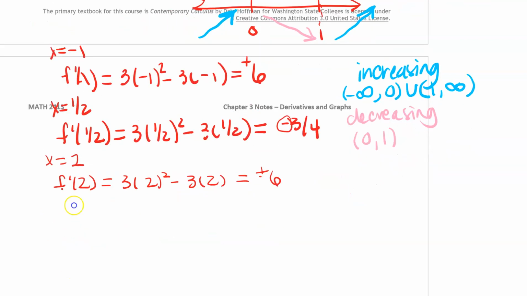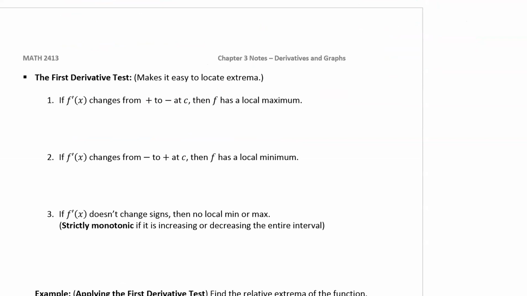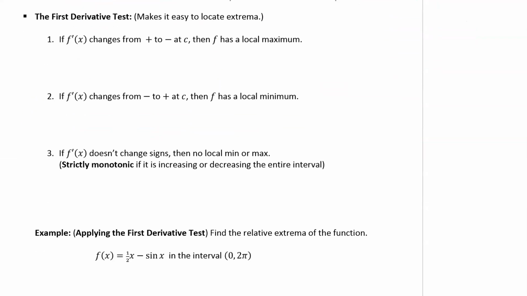Now that we know that things are increasing or decreasing, we can take it a step further, and we pick up this idea of the first derivative test. And this makes it easy to locate our extrema. It says if f prime of x changes from positive to negative at c, then f has a local maximum. And let's think about why that is true.